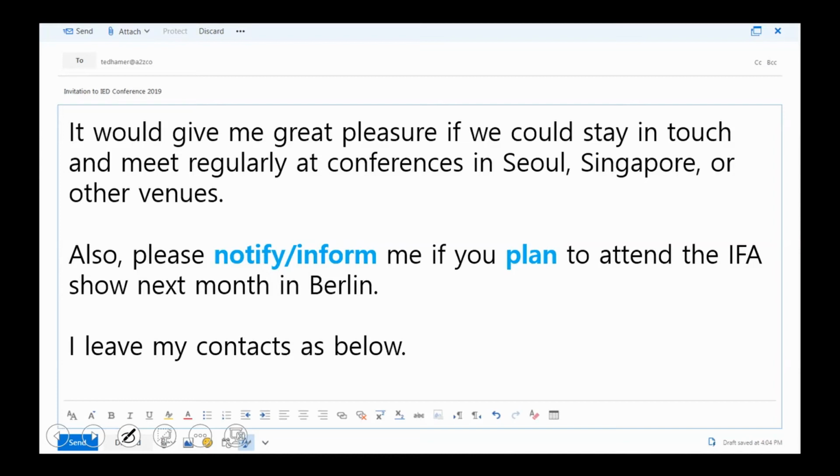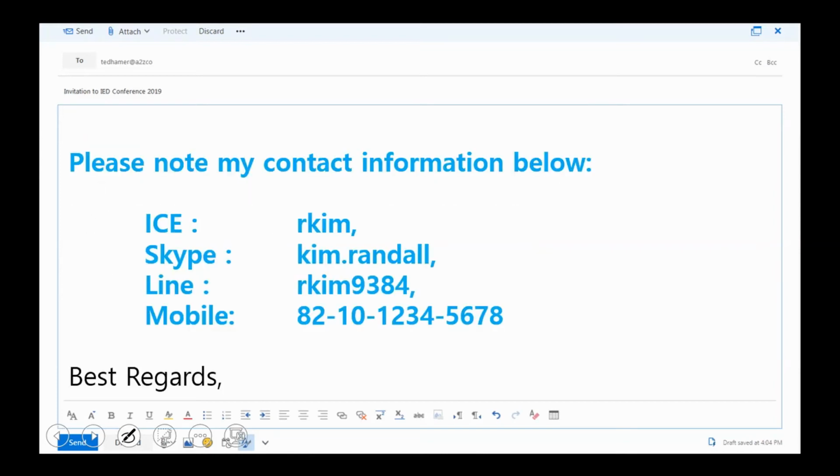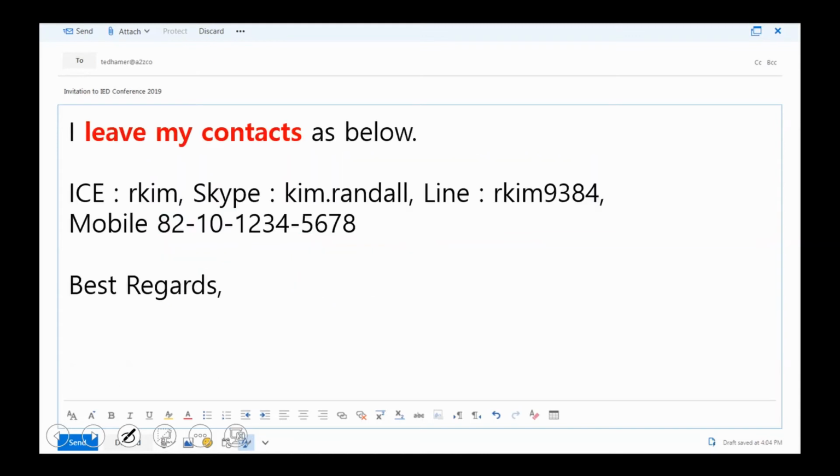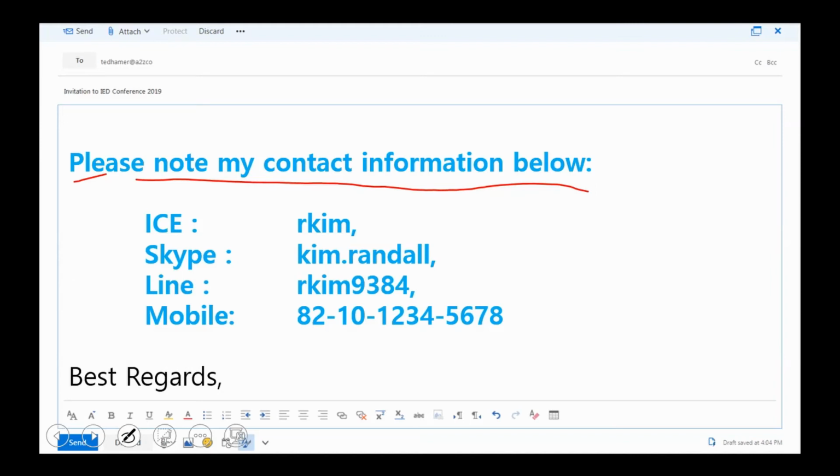That's fine. I did change it though. I changed it to please note my contact information below. That sounds a little bit more formal, a little more professional. Of course, I leave my contacts as below. That's really not a problem. It's okay. Sometimes I highlight things. Maybe I'm a little picky, but I prefer this one. Please note my contact information below.